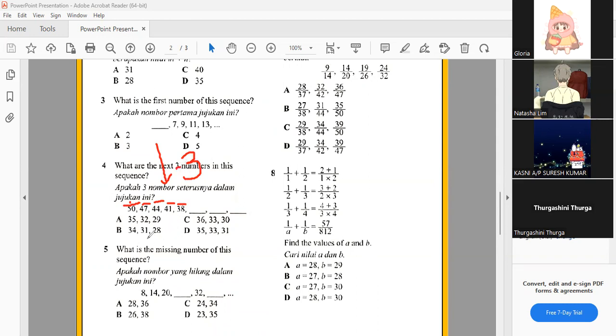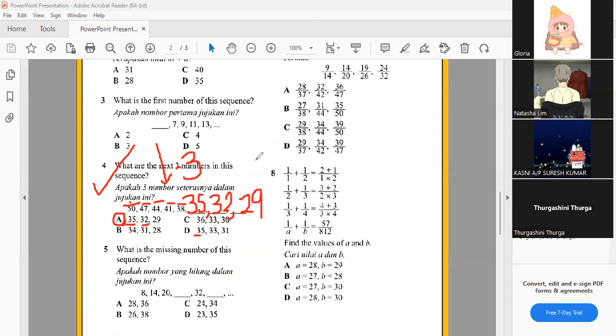38 minus 3, you're going to reach 35. But there are 2 35s, so you have to wait. So this will be 35. Then minus 3 again, you're going to reach 32. Obviously, you're seeing a 32 here. And finally, minus 3 again, and you're going to reach 29. So your answer would be A. Give yourselves a tick.